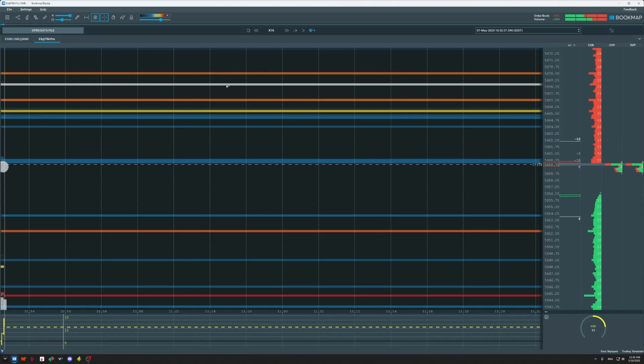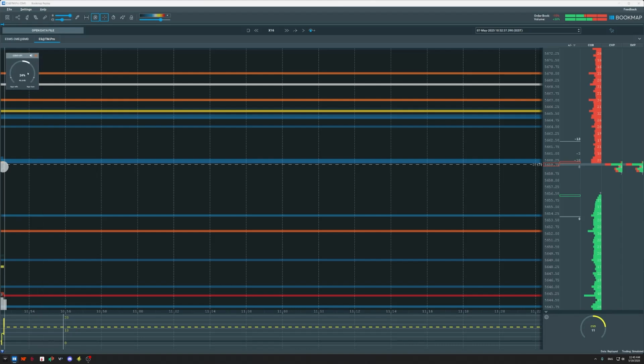So we have 16 speed. As far as time of day is concerned, that's 10:54 my time in the morning. Mind you, for me, the US cash session starts at 4:30 in the afternoon. So this is about 5 and a half hours before the market starts.